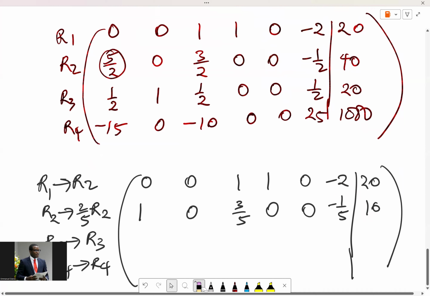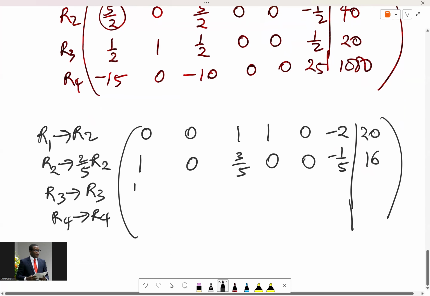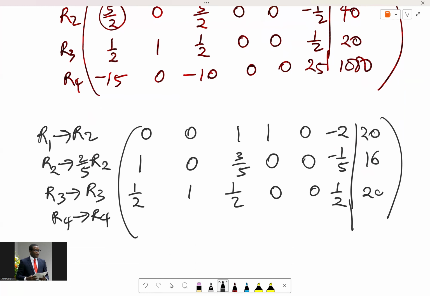Let me write the 16 well so it doesn't look close to 10. It's a 16, actually. So R3 remains R3. So we have 1 over 2, 1, 1 over 2, 0, 0, 1 over 2, 20. Then lastly, we have minus 15, 0, minus 10, 0, 0, 25. And this is 1000. Okay.